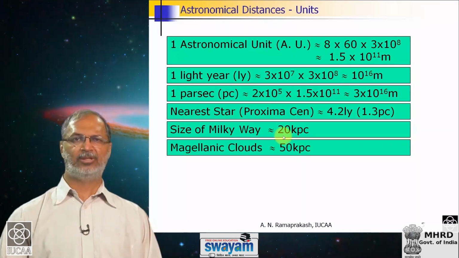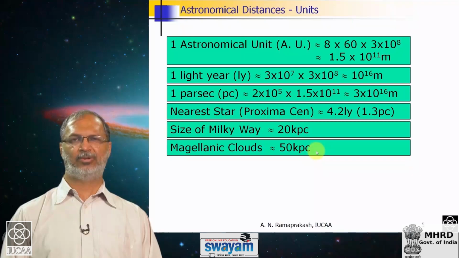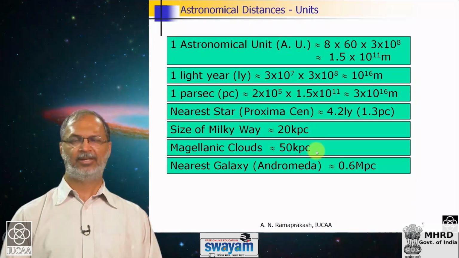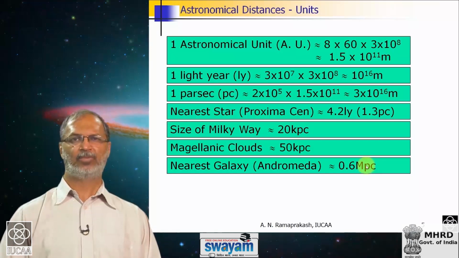If I ask you the distances to the nearest objects outside the Milky Way, called the Magellanic Clouds, the small Magellanic Cloud and the large Magellanic Cloud, they are about 50 to 60 kiloparsecs away from the center of our galaxy. The nearest galaxy to our galaxy, called Andromeda galaxy, is about 0.6 megaparsec away, almost 1 megaparsec. So, this is another factor of 1000. The size of the galaxy is in units of kiloparsecs. Now, we are talking about units of megaparsecs, which are typical intergalactic distances between nearby galaxies.